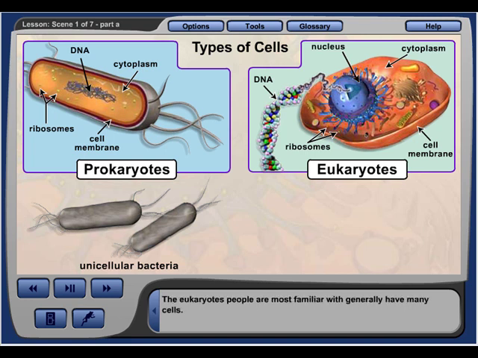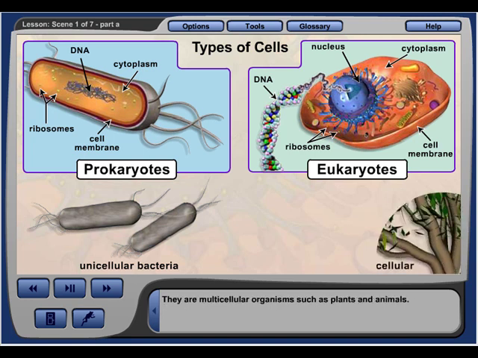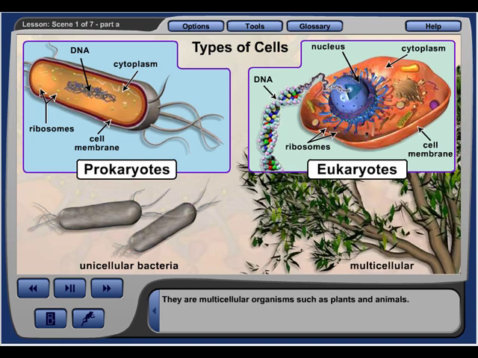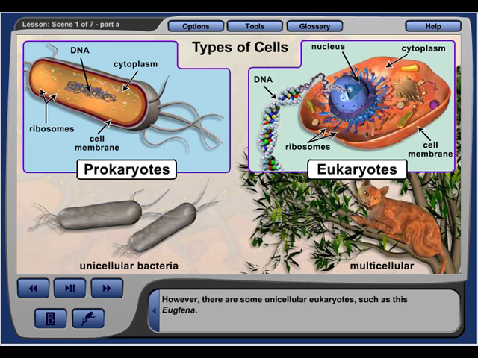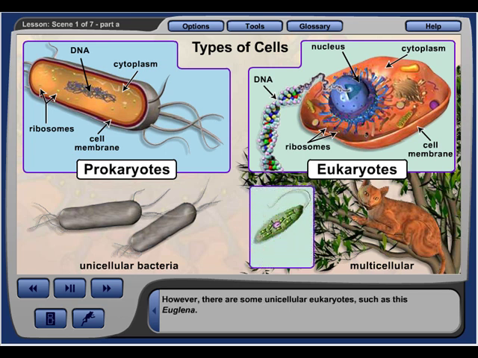Eukaryotes people are most familiar with generally have many cells. They are multicellular organisms such as plants and animals. However, there are some unicellular eukaryotes, such as this euglena. In addition to a nucleus, eukaryotes have other membrane-enclosed organelles.